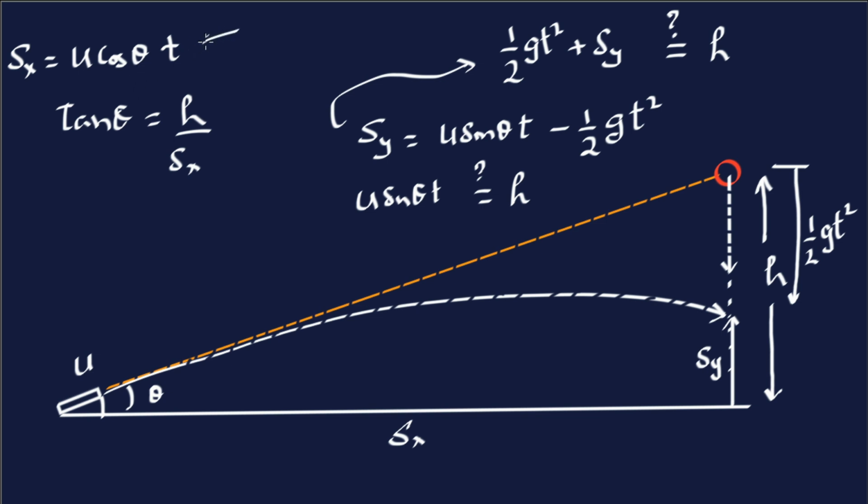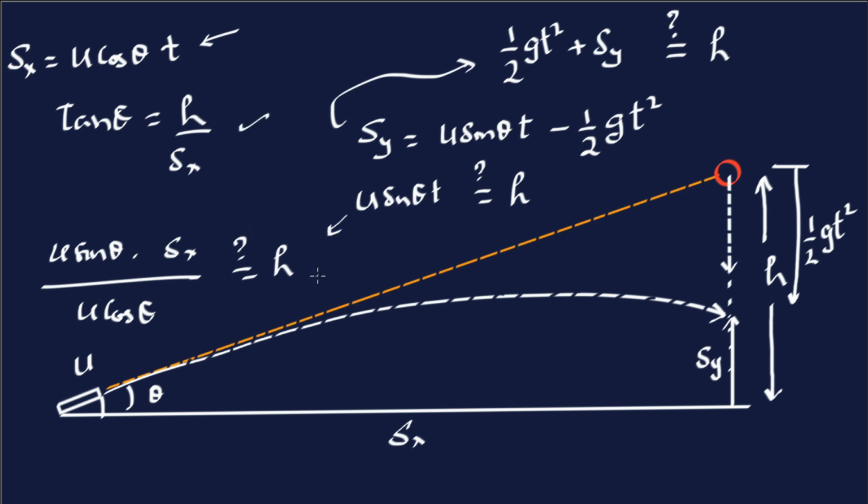We solve for t from this. So this equation gives us u sine theta times t, which is sx by u cos theta. Is that equal to h? U cancels. Sine theta by cos theta is tan theta. So tan theta is equal to h by sx. Yes. So yes, that's the proof.